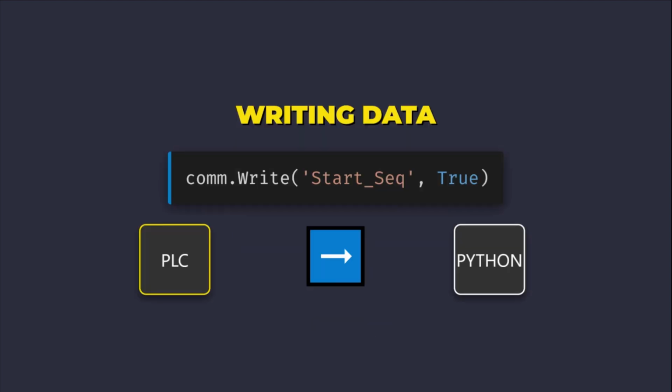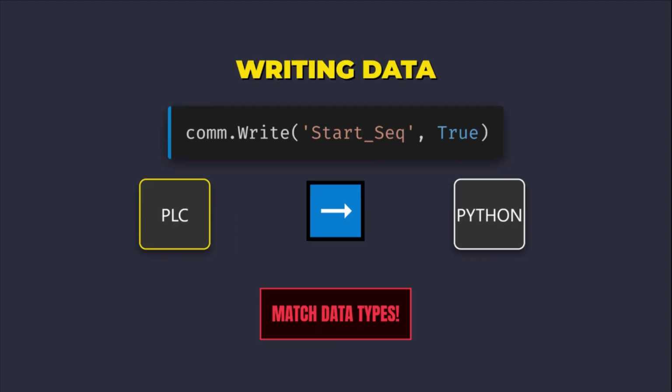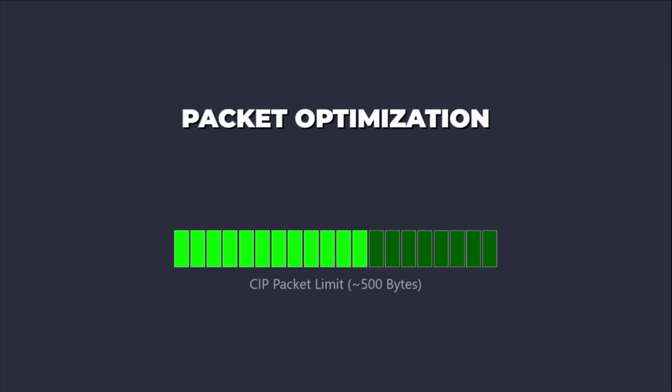Use the write method to send data back to the controller. The method requires the tag name and the value to be written. Ensure the Python data type matches the PLC tag type precisely. Writing a float to a double integer tag will result in a type mismatch error status. For example, to set a Boolean tag named start_sequence to true, use com.write(start_sequence, true). Writing to array elements or user-defined type members follows the same dot notation and bracket syntax used for reading. Always verify the write operation status before assuming the PLC received the command.